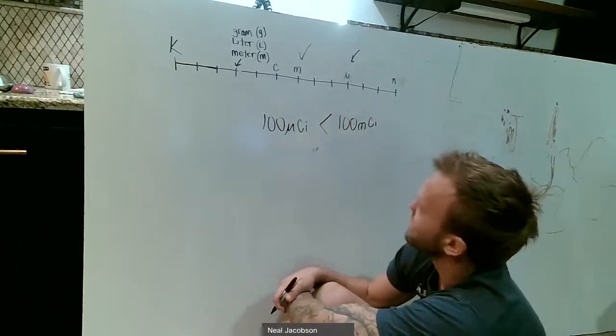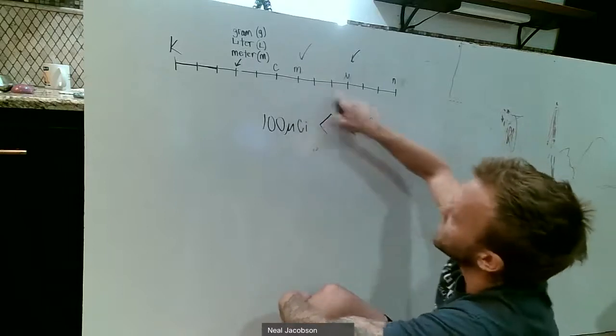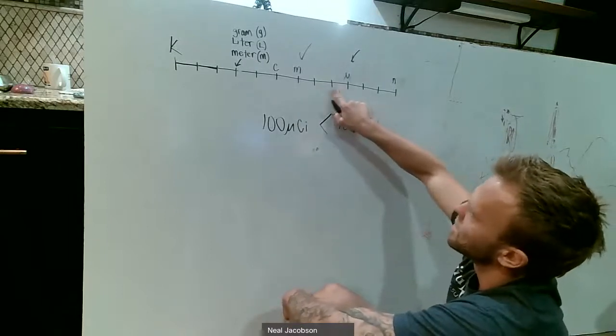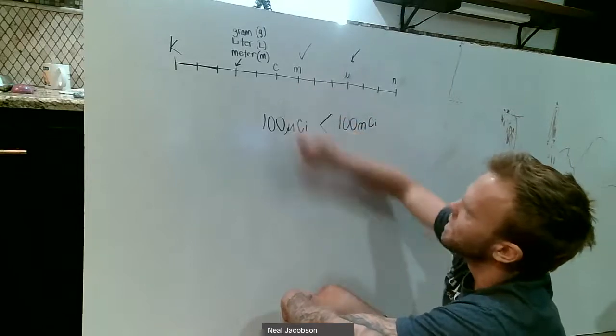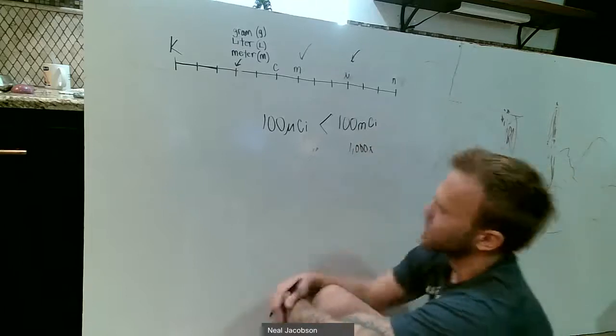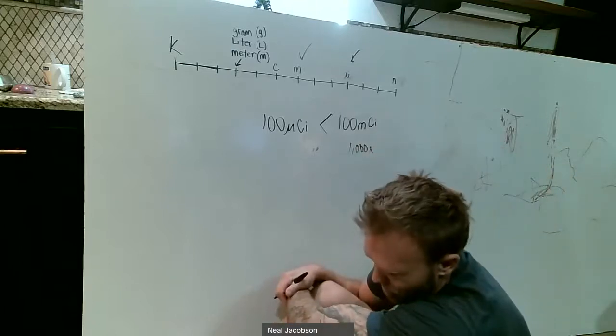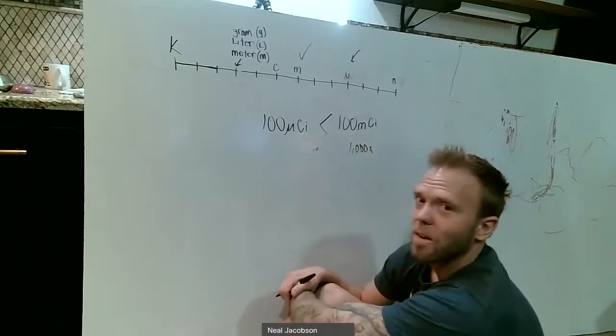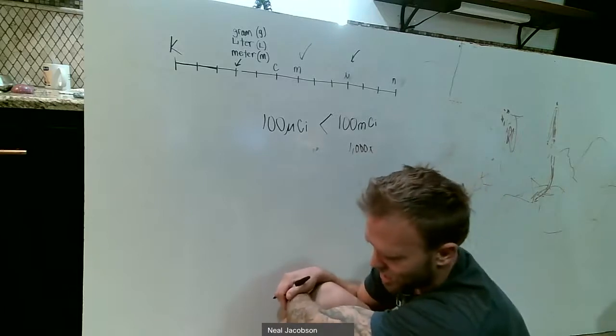How much stronger was it? Well, how many times do you have to multiply by 10 to get there? So 10 to the 1, 10 to the 2, 10 to the 3. So she got a dose that was 1,000 times stronger than the actual dose. And then what do you think happened to her thyroid? Well, I'll leave that up to your imagination.